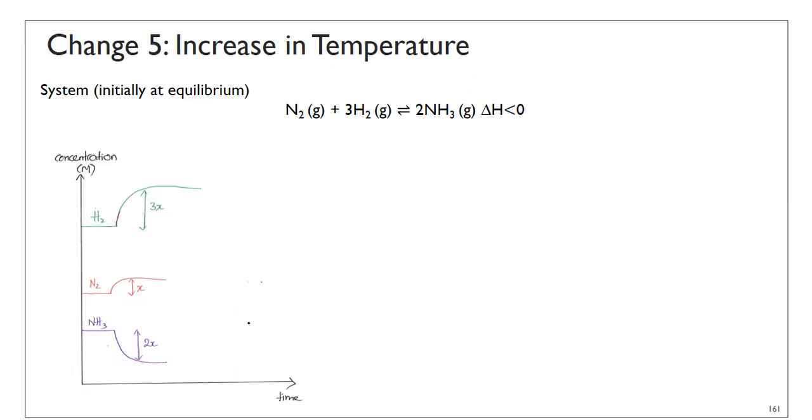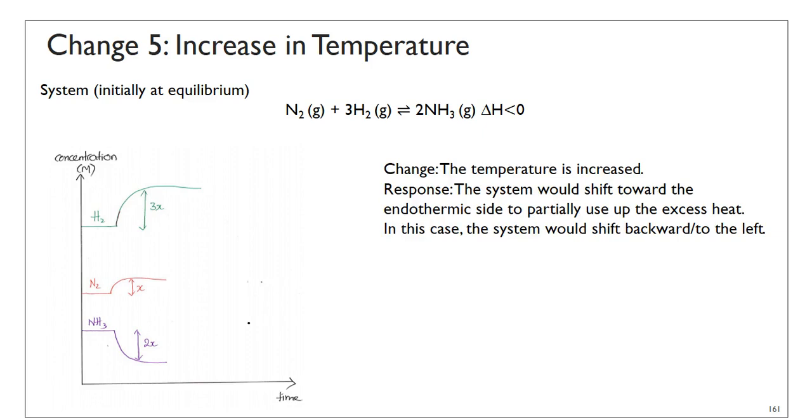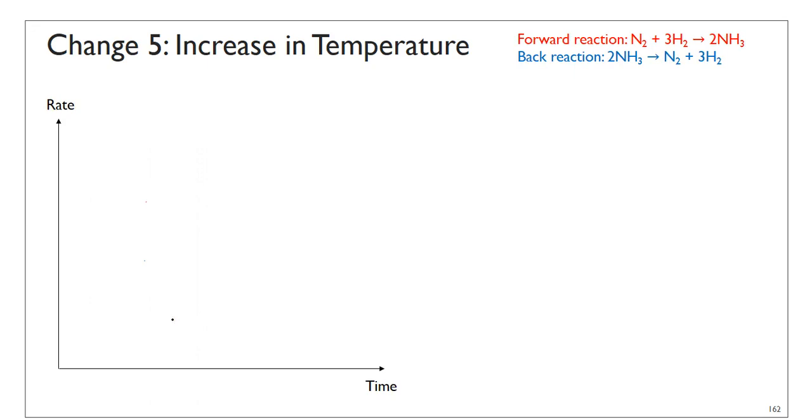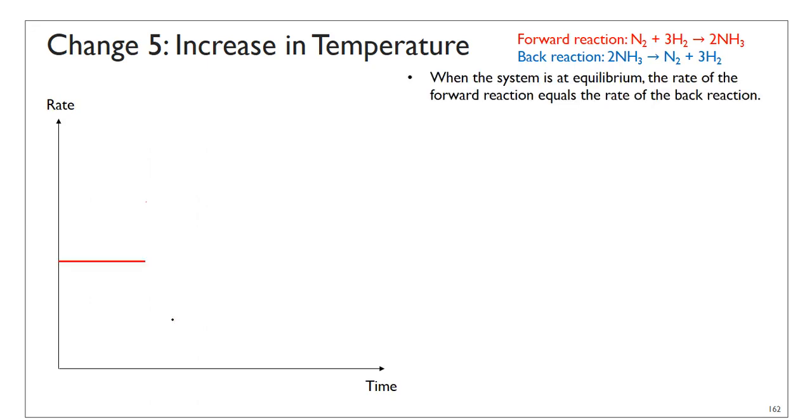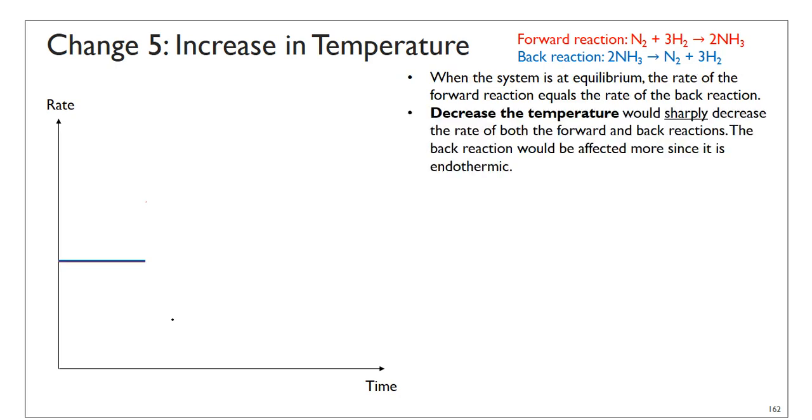All right, let's talk about the last two changes, which are temperature. So if I increase the temperature, the response is to go towards the endothermic side to try to absorb some of that excess heat. And this is what the concentration time graph will look like. Now, if we talk about a rate over time graph, so once again, before the change, the system is at equilibrium. If you, oh, that's supposed to be an increase.